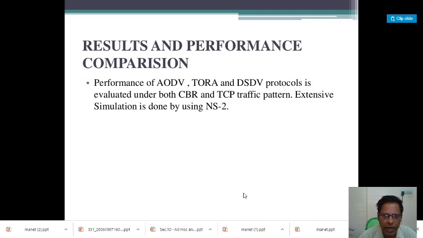Okay, results and performance comparison: the performance of AODV, TORA and DSDV protocols is evaluated under both CBR and TCP traffic patterns. Okay, and extensive simulation is done in NS2. What is NS2? Networking Standard second version. It is the open networking simulator that is used in networking. Okay, networking security version 2.